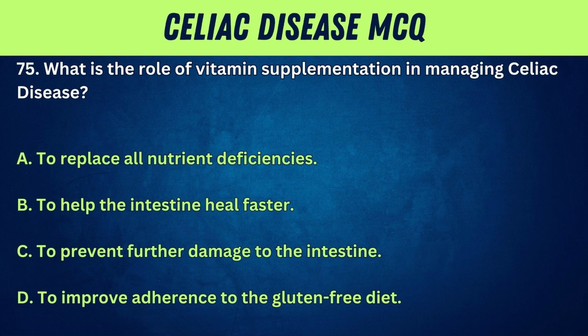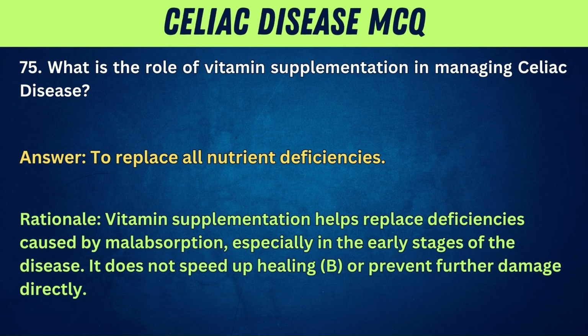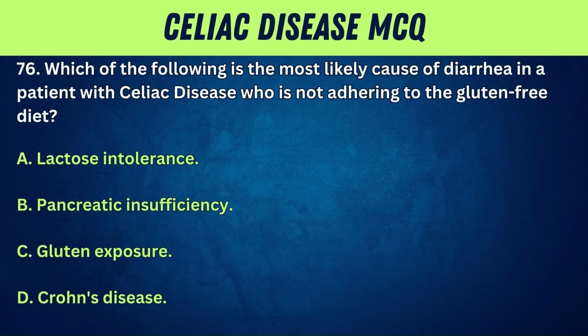75. What is the role of vitamin supplementation in managing celiac disease? A. To replace all nutrient deficiencies. B. To help the intestine heal faster. C. To prevent further damage to the intestine. D. To improve adherence to the gluten-free diet. Answer: to replace all nutrient deficiencies. Rationale: vitamin supplementation helps replace deficiencies caused by malabsorption, especially in the early stages of the disease. It does not speed up healing, B, or prevent further damage directly.